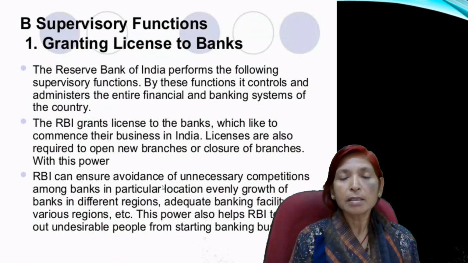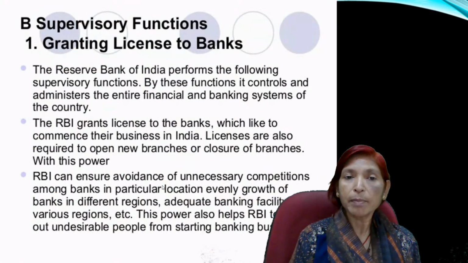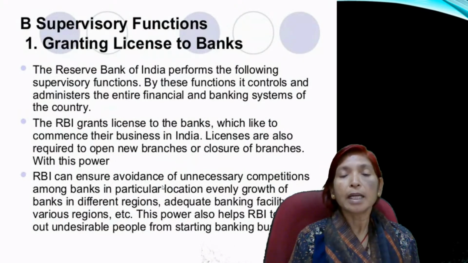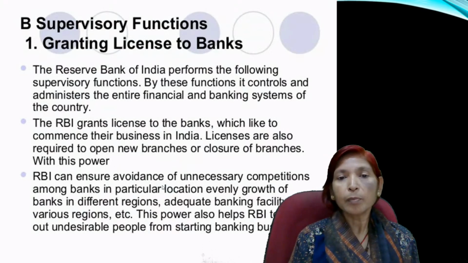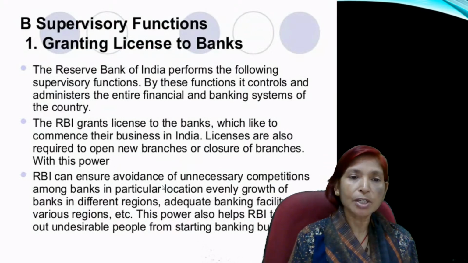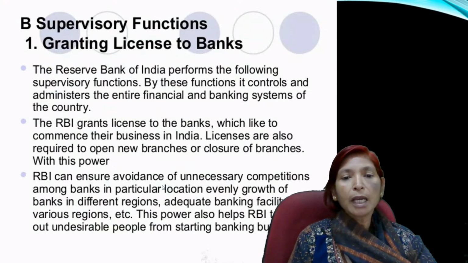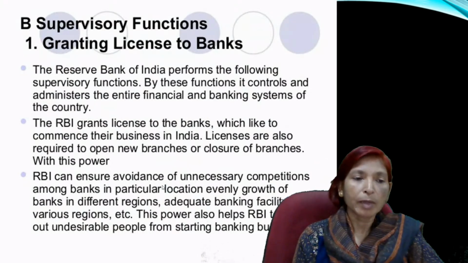Next is the supervisory function. RBI can grant licenses to banks. RBI can cancel the license of any bank, and RBI can also grant licenses to banks. The Reserve Bank of India performs the following supervisory functions. By these functions, it controls and administers the entire financial and banking system of the economy.